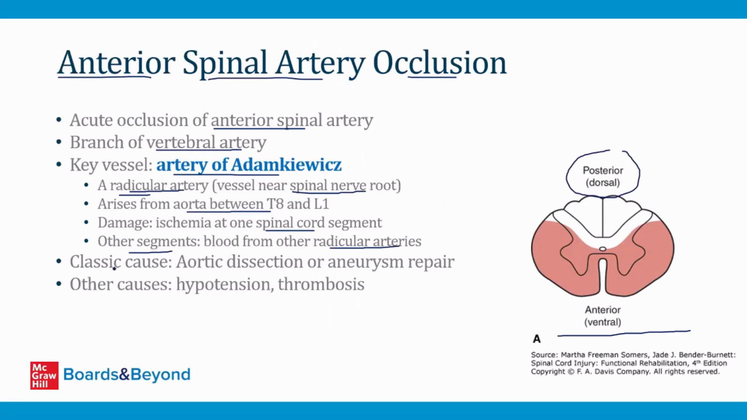The classic cause of an anterior spinal artery occlusion is actually not a thrombosis like in other stroke disorders. It's an aortic dissection or someone who had surgery for repair of an aortic aneurysm. These things can damage one of these radicular arteries like the artery of Adamkowitz, and that can lead to this spinal cord problem. You can also see it in patients who have diffuse hypotension, and it can sometimes happen from thrombosis like other strokes, but this is not the most common mechanism.